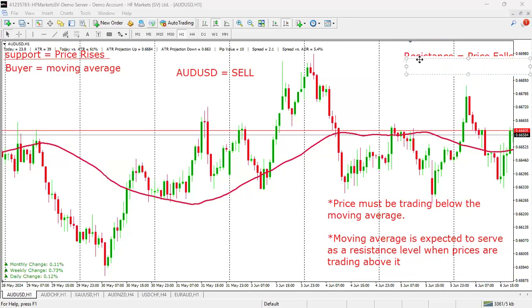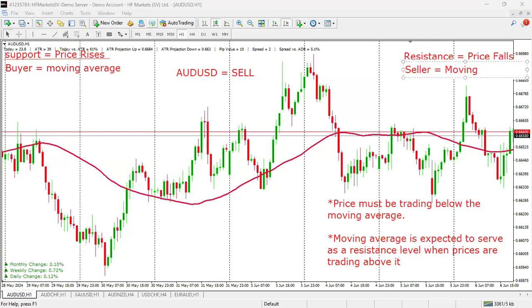you could always expect that as a seller, you could use the moving average as that resistance level for you to sell. Let's take an example. Let me look for a sell direction somewhere around here.